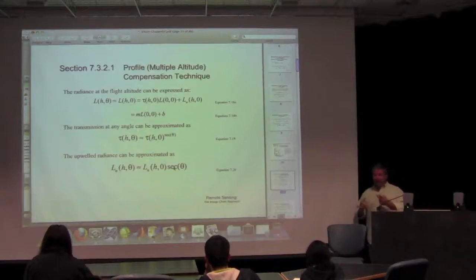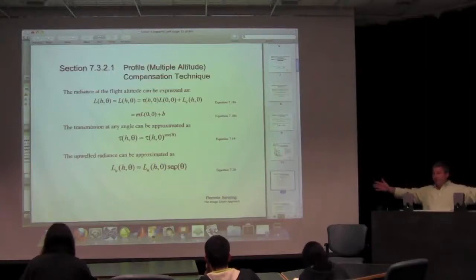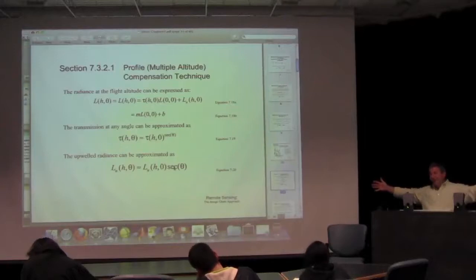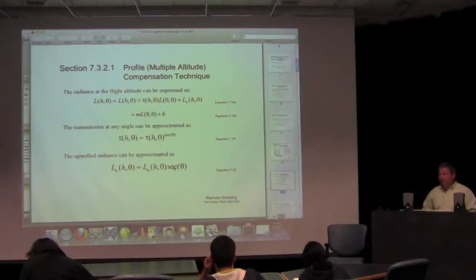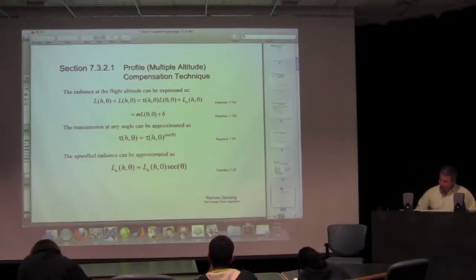If, the big if here, you assume that your atmosphere is homogeneous, right? Your atmosphere has to have the same particles everywhere for this to hold true. So with changing path length, you can modify your tau and your LU based on changing path length, which is what those terms are, if you assume your atmosphere is homogeneous.